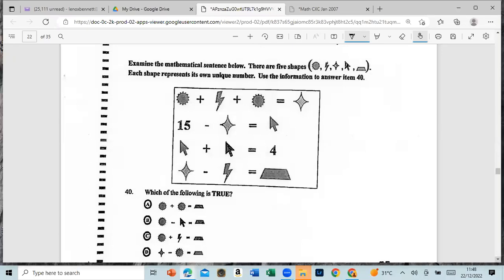Examine the mathematical sentence below. There are 5 shapes. Each shape represents its own unique number. Use the information to answer item 40. So this plus this equals this. 15 minus this equals this. This plus this equals this. And this minus this equals this. Which of the following is true?